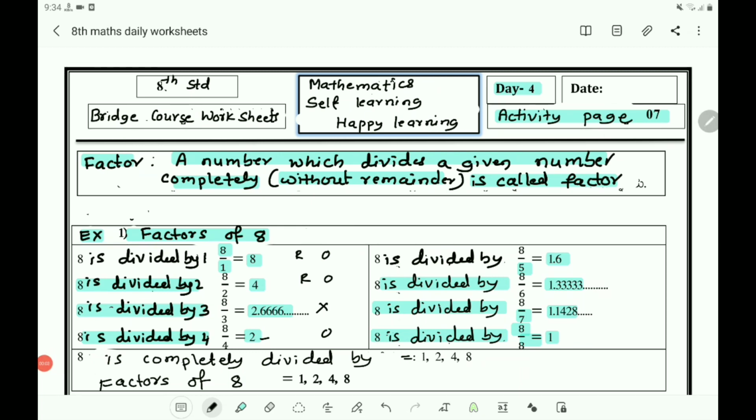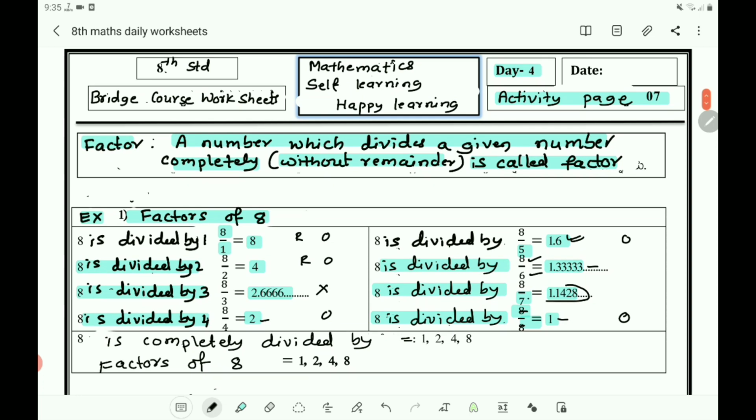Then if 8 is divided by 5, you will get 1.6, which is a decimal, that is not an integer. Similarly, if 8 is divided by 6, you will get 1.333 and so on. If 8 is divided by 7, you will get 1.1428. If 8 is divided by 8, you will get 1. Here you will get the remainder 0 and here also the remainder 0. But here you are going to get decimals.